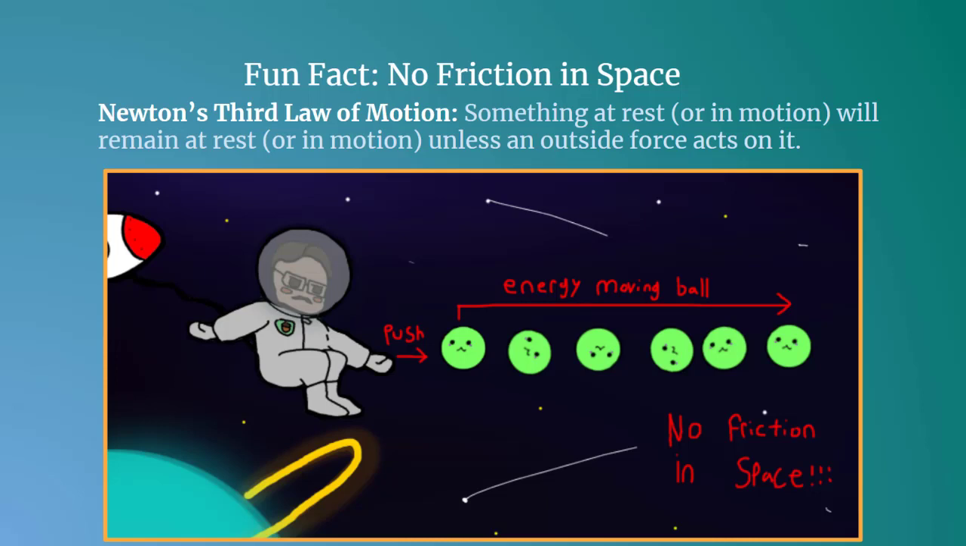Returning to our fun fact about there being no friction in space, what do you think happens to the ball rolling in space? Given that there's no friction when we roll the ball, it will forever move and never stop.